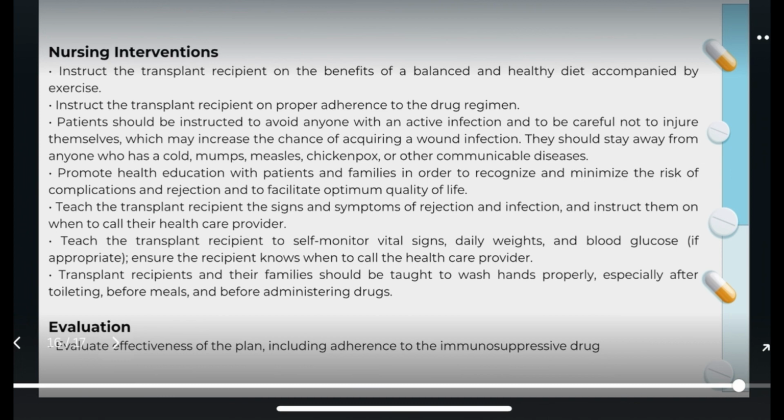Transplant recipients and their families should be taught to wash hands properly, especially after toileting, before meals, and before administering drugs. For the evaluation, evaluate effectiveness of the plan, including adherence to the immunosuppressive drug.